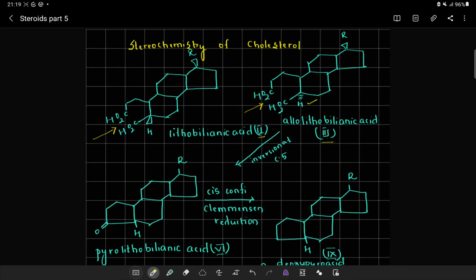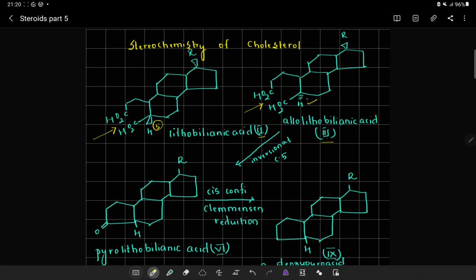In this particular system, we can observe that lithobilianic acid is present. This is because the cleavage is between 3 and 4, and at position number 5 the proton is above the plane, hence it is simple lithobilianic acid, compound number 2. Secondly, allolithobilianic acid, where the cleavage is again between 3 and 4, but at position number 5 the proton is below the plane, giving me compound number 3.